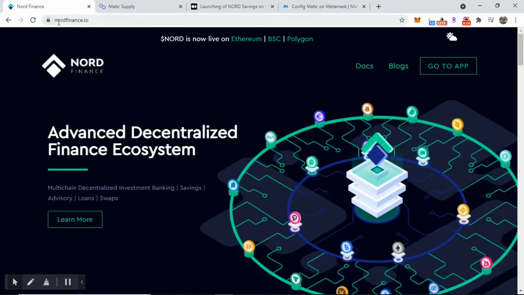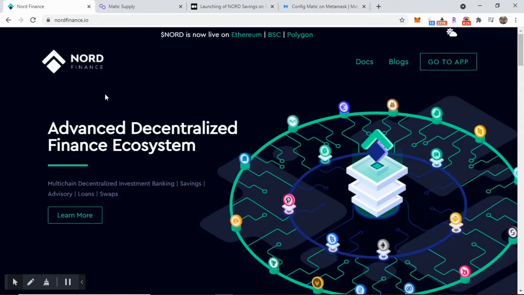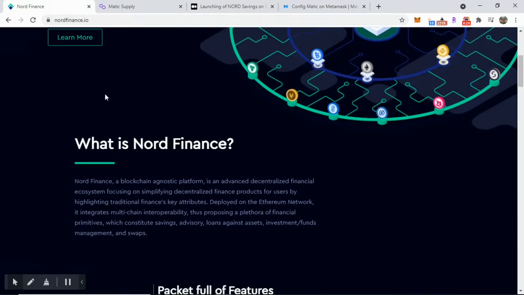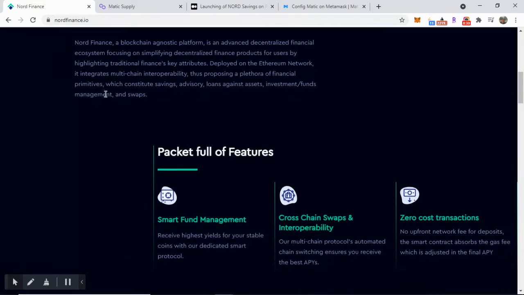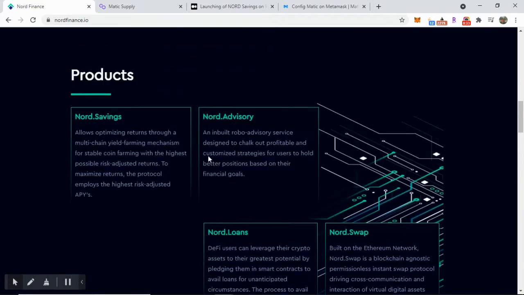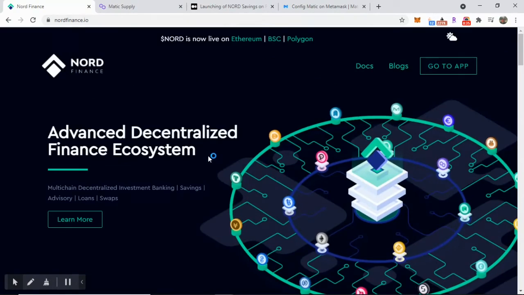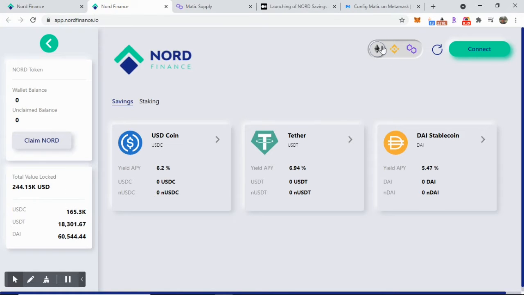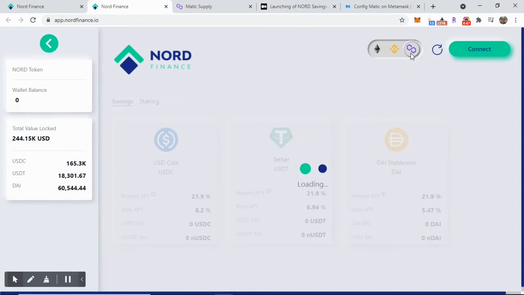Head over to nordfinance.io and have a look around. You'll get a nice overview of the Nord Finance protocol here. And when you're done looking around, click on Go to App. At the top, there are three network options: Ethereum, Binance, and Polygon. Switch over to the Polygon network.